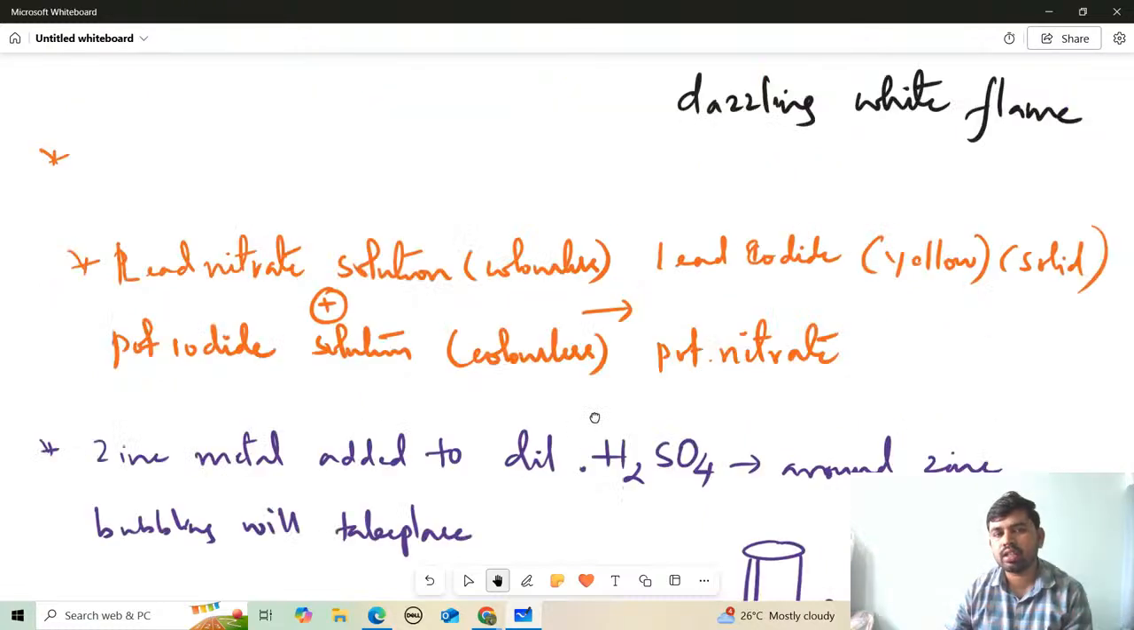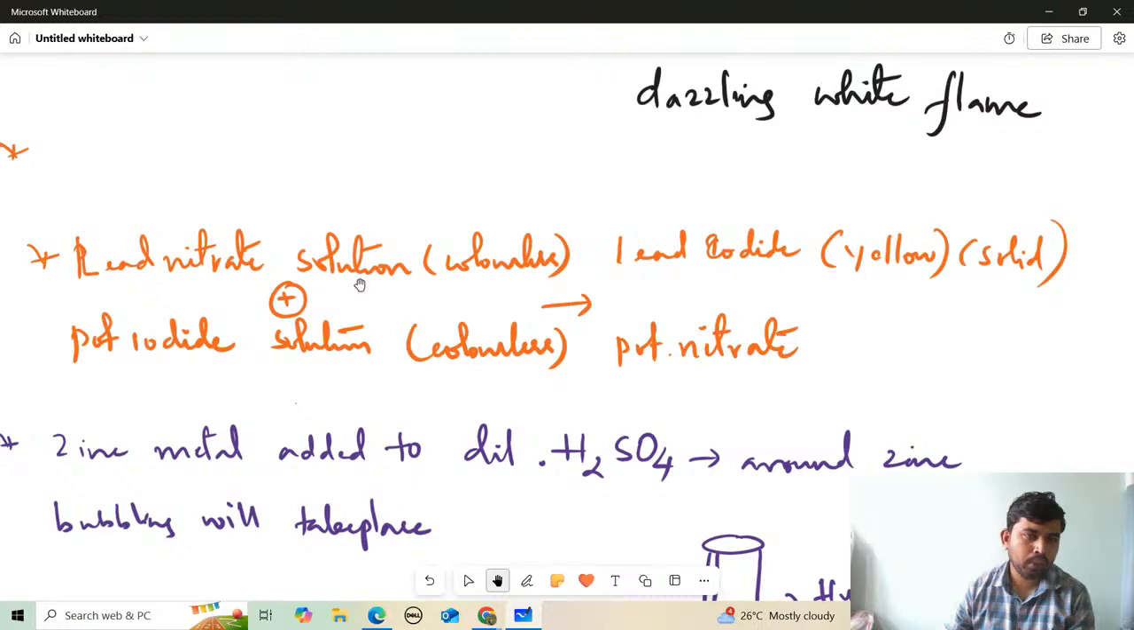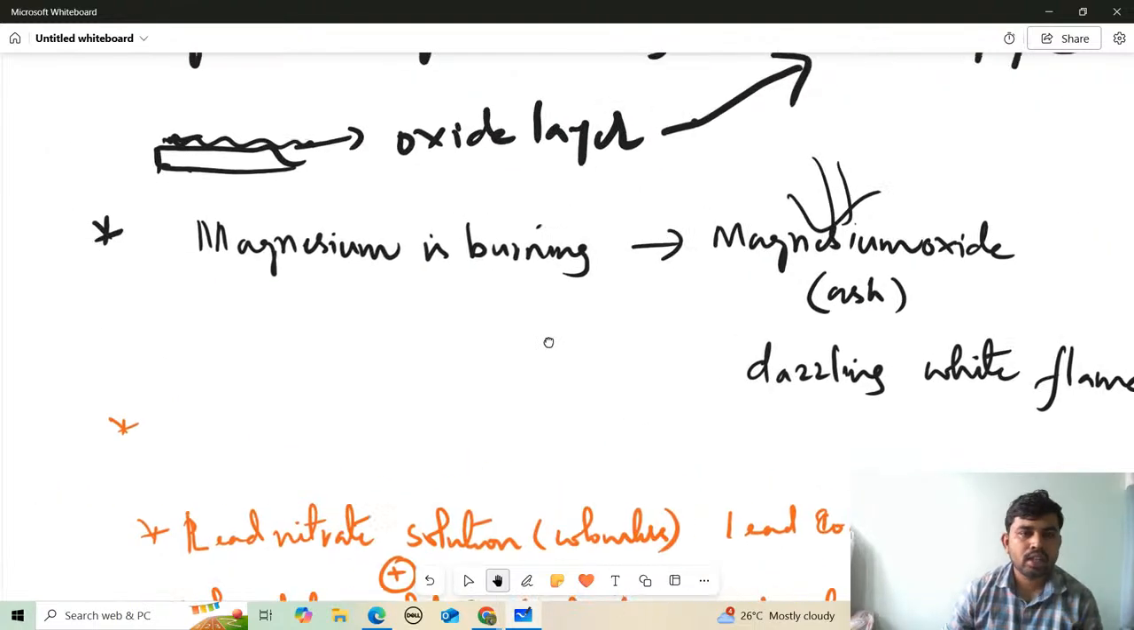Here also you can say there is a change in color. Lead nitrate solution is colorless and potassium iodide solution is also colorless. After reaction, both react with each other and form a new substance called lead iodide, which is yellow in color, solid, and insoluble in nature. Along with it, one more solution is formed, which is also colorless, potassium nitrate. Here you can see there is a change in color.